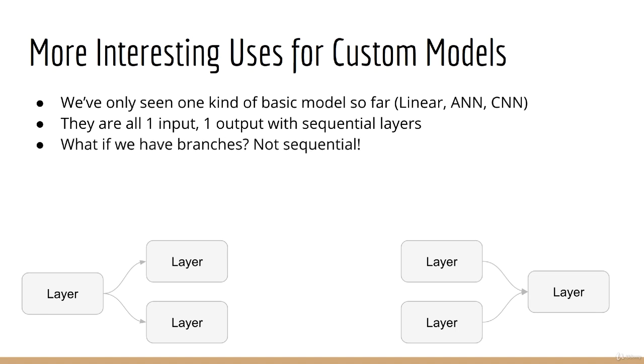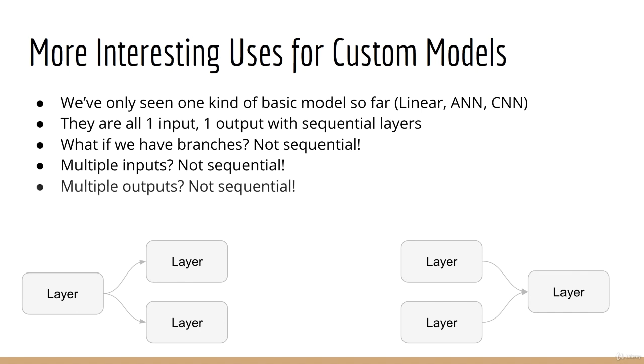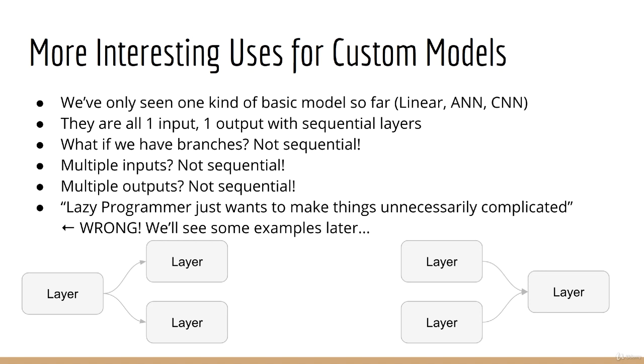This by definition is not sequential, so you can't use nn.Sequential. What if I want my model to have multiple inputs? Same story. Can't use Sequential because this is not sequential. What if I want my model to have multiple outputs? Same story. Can't use nn.Sequential. Now you might scoff and say, I will never need these types of models. Lazy programmer is just showing off that he knows all these complicated things. But in fact, you are wrong. We will be looking at such models later in this course.